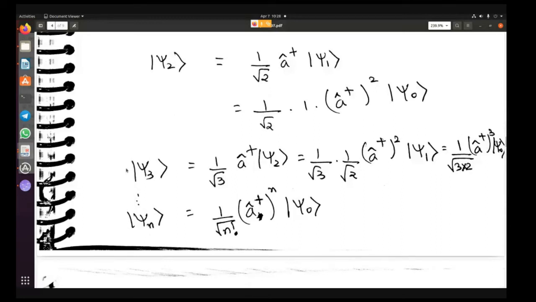So if you keep on doing this, it is like a recursion relation. You are going to get psi n is equal to 1 by root of n factorial a dagger power n into psi 0. So psi n you can get in terms of psi 0. This is a very nice formula, because you only need to remember what psi 0 is. Then you can just use this formula and get all the higher energy eigenstates. That way it is very nice, intuitive and convenient to work with.